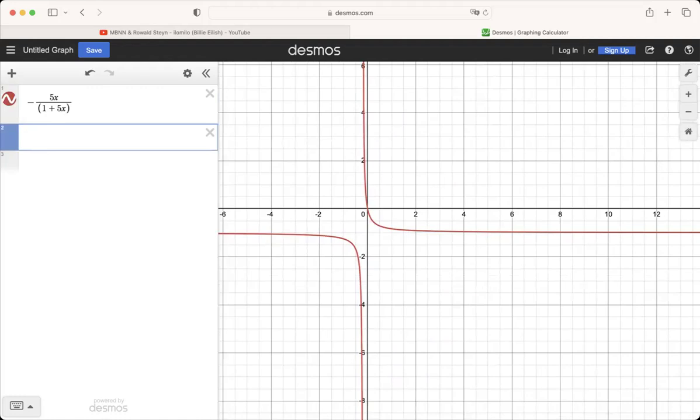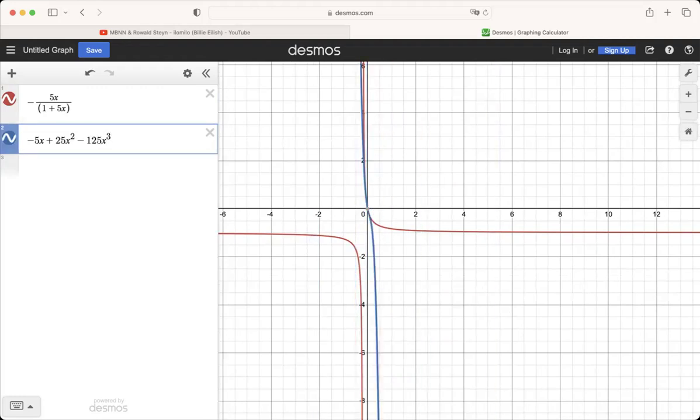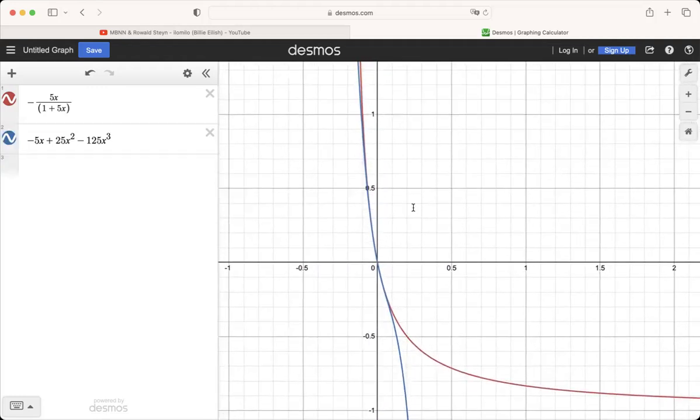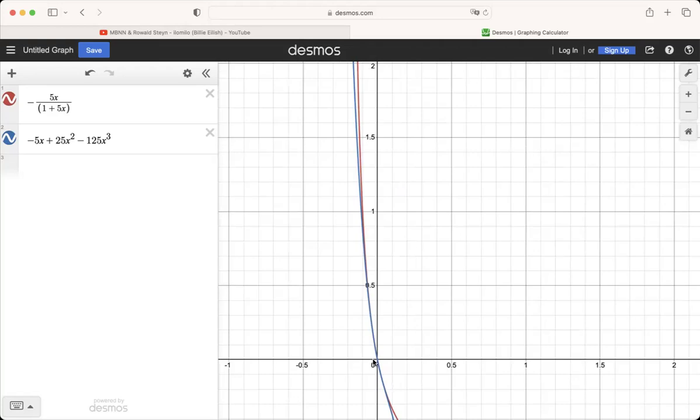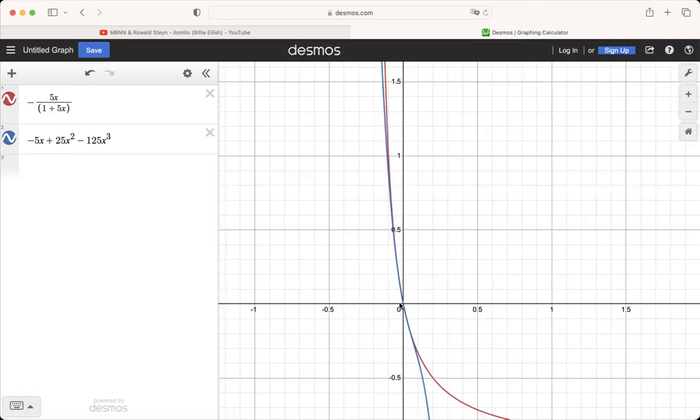And if I take a look at the polynomial, negative 5x plus 25x squared minus 125x cubed. Wow, take a look. The blue graph is my polynomial. Around 1/5, the graph actually approximates this value between negative 1/5 and 1/5, which is around this area. These two graphs are very, very similar to each other.